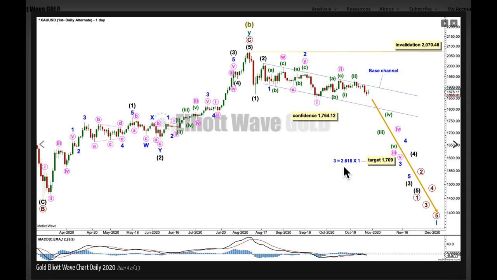The target for minor 3 is expecting it to be extended because minor 2 was so deep, and this is common for bearish moves for gold for longer Fibonacci ratios. Minor 3 will reach 2.618 times the length of minor 1 at 1709.